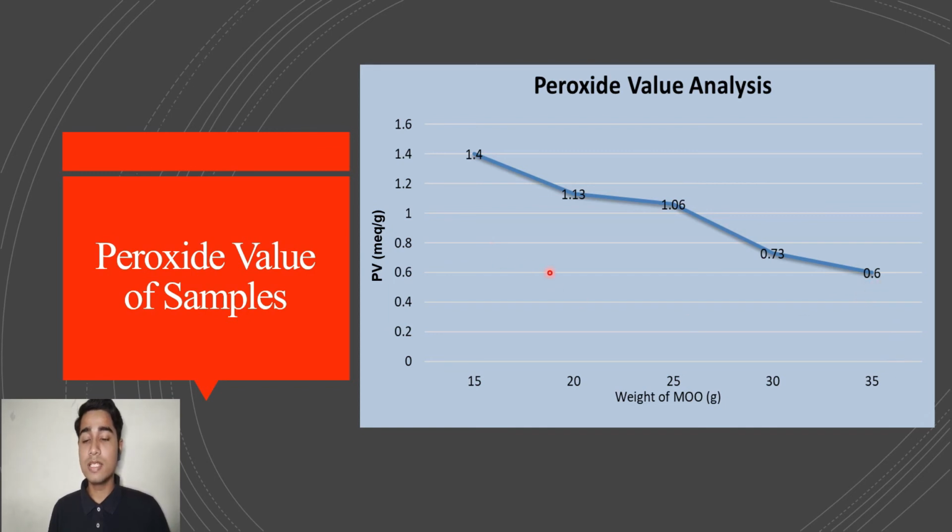So here we can see that as the amount of Moringa Oleifera oil that we added increases, the peroxide value becomes lower.